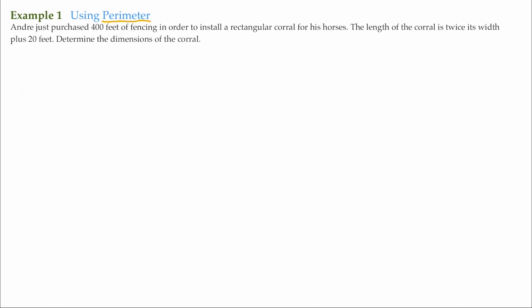One thing I want to point out here is this is a rectangular corral. So I'm going to go ahead and draw a rectangle here representing the corral, and you should too. And again, these don't have to be anything fancy, just something that'll lend a little clarity as far as what's going on.